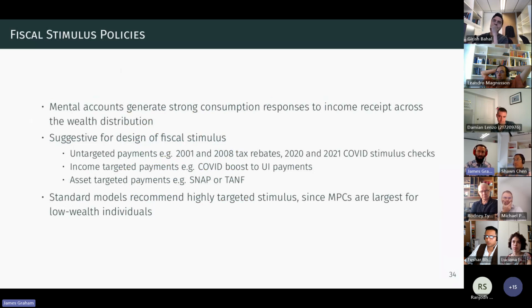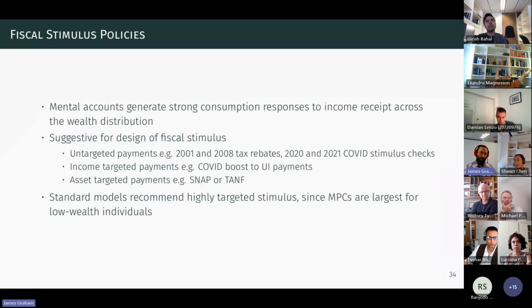This has gotten renewed interest, especially because of the COVID stimulus payments in the US during 2020 and 2021. Those COVID stimulus checks were a form of untargeted spending. You just give every household a blank, well, it's not a blank check, but a check of a fixed amount. Doesn't matter what your income is, you're going to get that money.